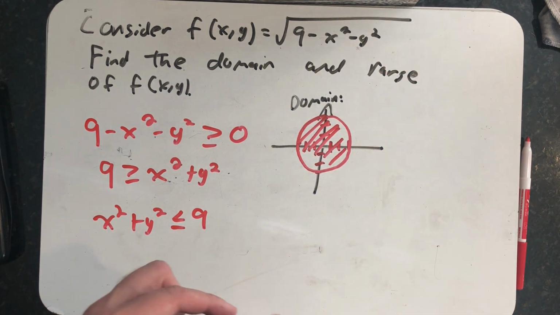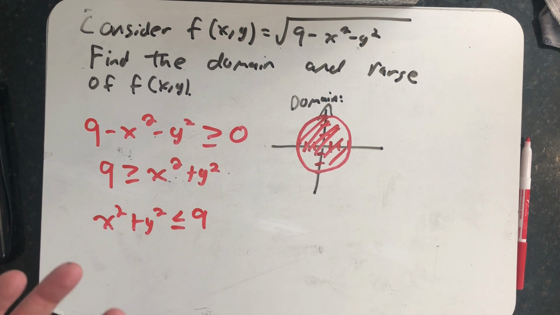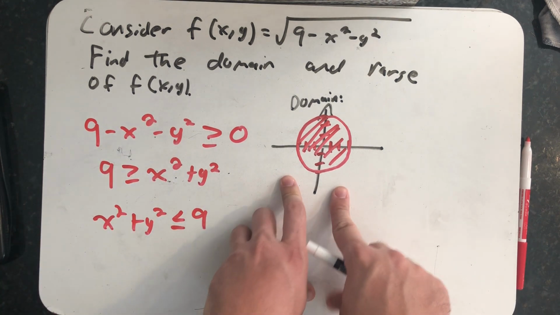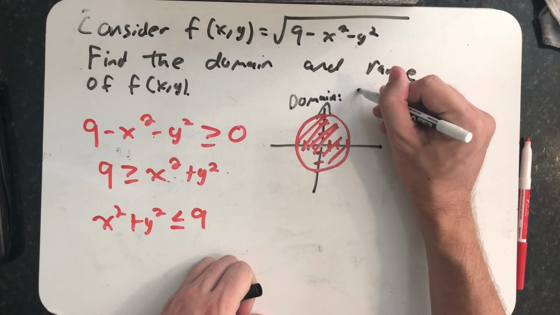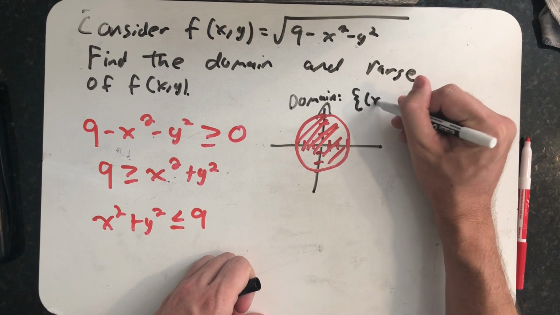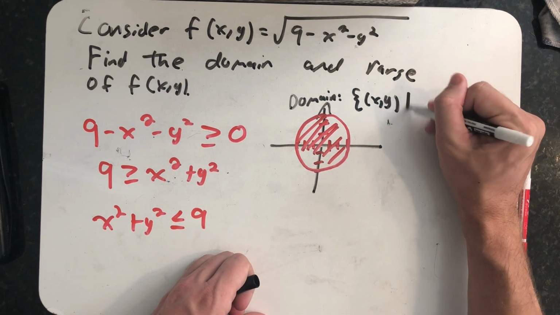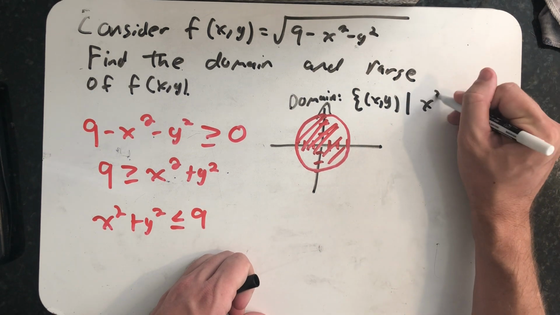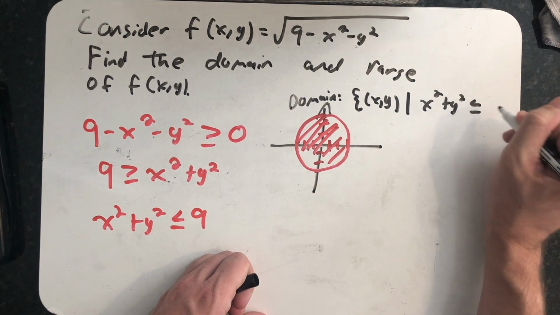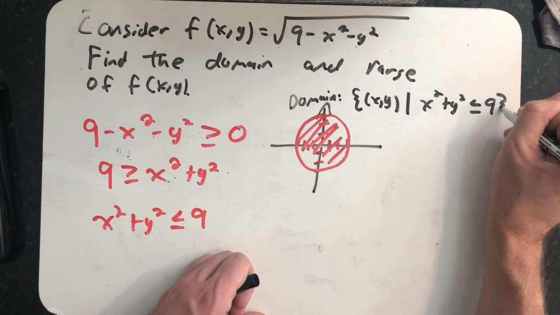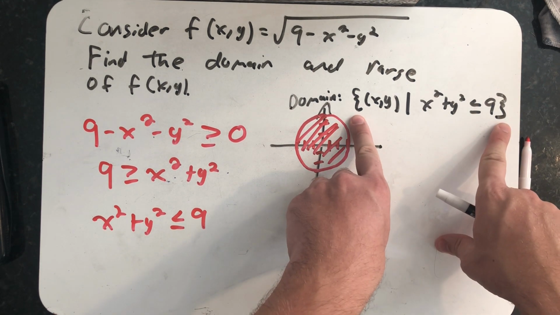My domain for a function with two variables will be some set of points in the plane. I can't say things like all real numbers. I can't say things like open or closed intervals. I have to give a set of points in space. So here I've drawn them out. If I wanted to write this down as a set, I would tell you these are all of the x comma y's such that x squared plus y squared is less than or equal to 9. And I write that set down in what we call set builder notation.